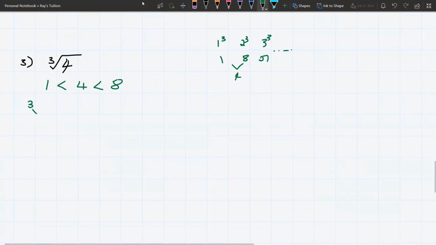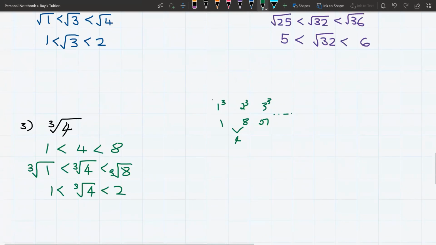Now, instead of taking the square root, we're going to take the cube root of everything, because we want to know between which numbers the cube root of 4 lies. The cube root of 1 is 1, the cube root of 4 is our irrational number, and the cube root of 8 is 2. So the cube root of 4 lies between 1 and 2.